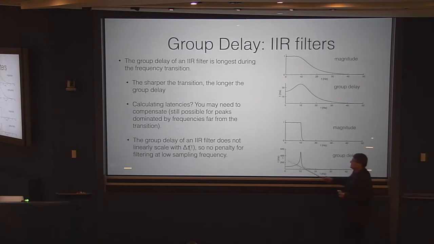It so happens that when you construct IIR filters, the group delay doesn't scale with delta t. There's sort of an overall more or less cancellation. It's not exact. But that means that IIR filters are fine at lower sampling frequency.